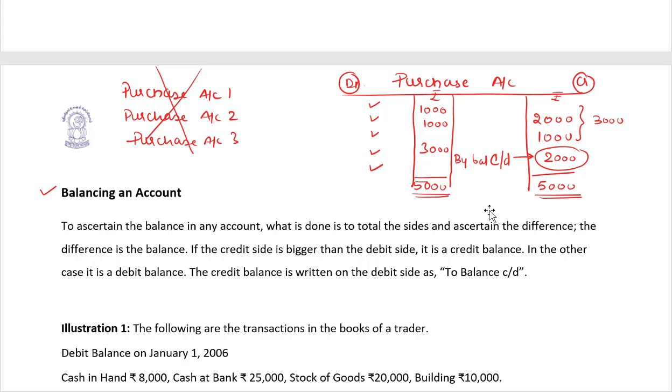Dear students, if someone asks you what is the balance of the purchase account, you will answer, sir, the purchase account has a debit balance. Why? Because the debit side total is more, and that is why you got the balancing figure on the credit side. So this balancing figure on the credit side denotes a debit balance. This is the way you can understand this. Otherwise, just see that the total is bigger on the debit side, so the purchase account has a debit balance.